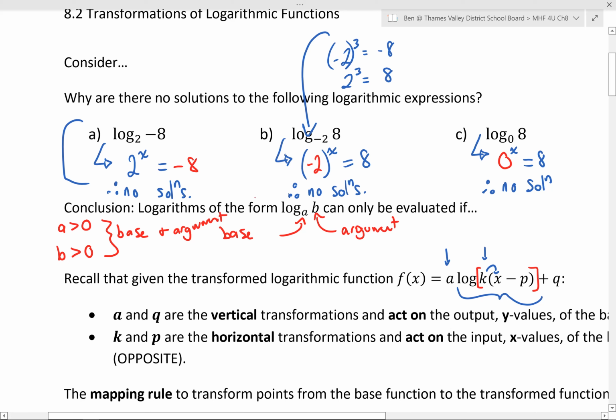Okay, so our base and argument, I didn't plan this part of the note out very well now, did I? We can move that label down here. Our base and our argument must both be greater than 0 in order to work with here.